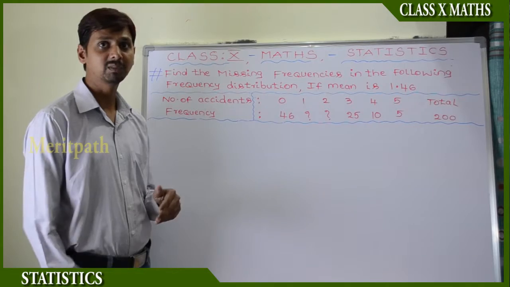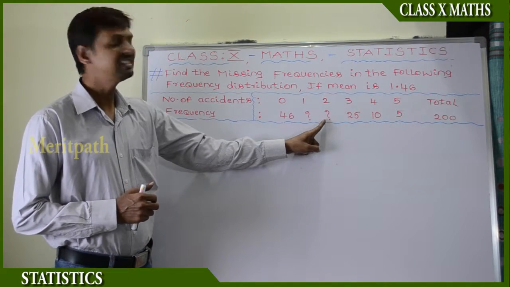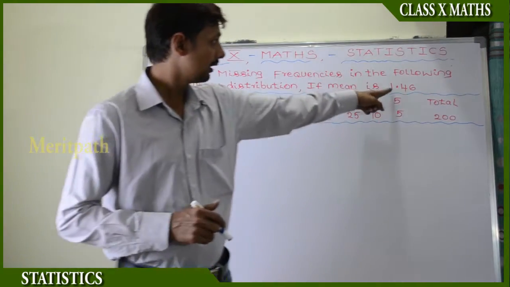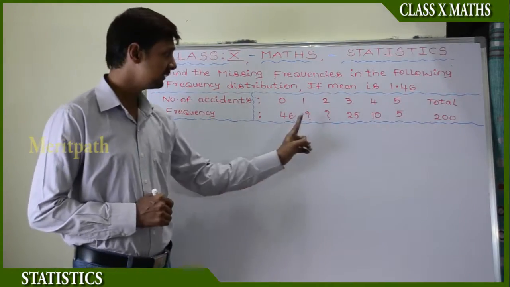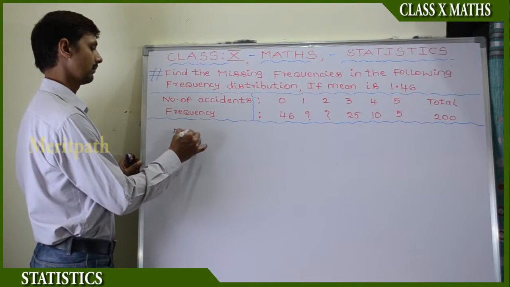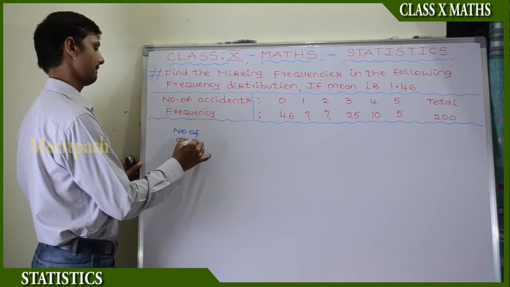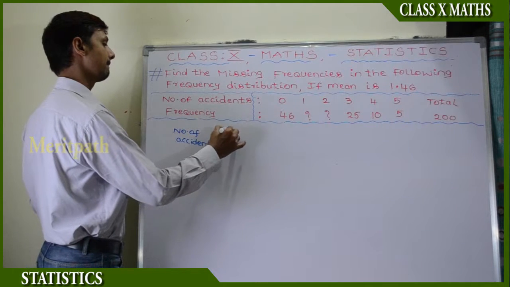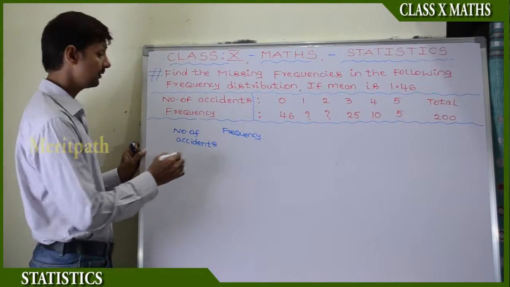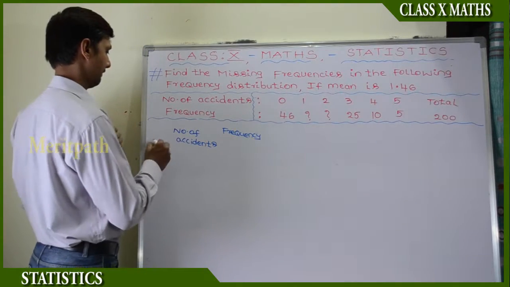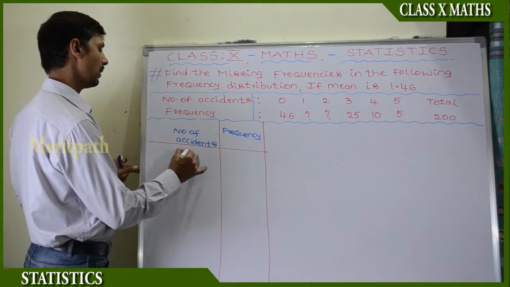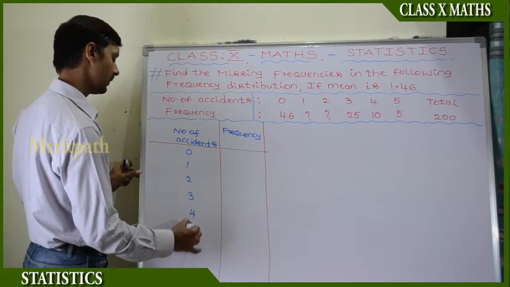So we have this information. We need to find the missing frequencies here. The mean is given, and the mean is 1.46, and we need to find the missing frequencies. So let's take the number of accidents and the frequency. The number of accidents are 0, 1, 2, 3, 4 and 5.